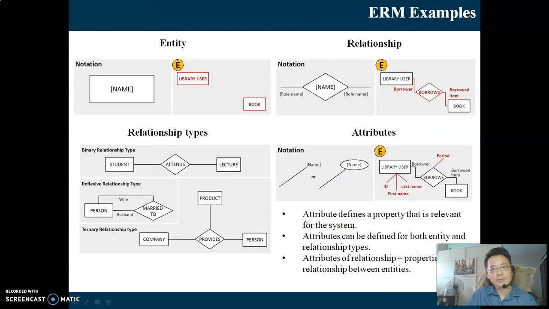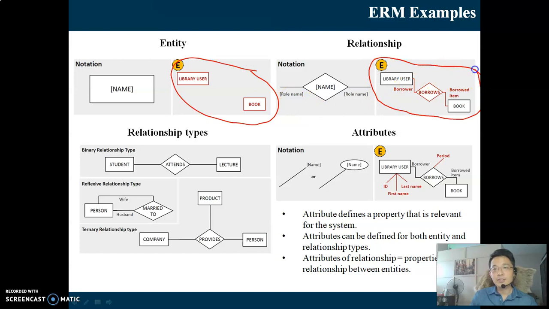Moving on, here are more examples illustrating entity relationship modeling. Now, this first quadrant is just showing us the entities, not very informative. The second quadrant is showing us entities with relationship, and the relationship has role names for each of the entities, more informative. Now, this is still not sufficient.